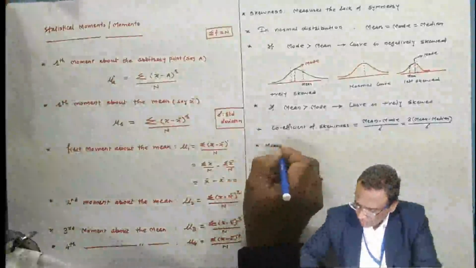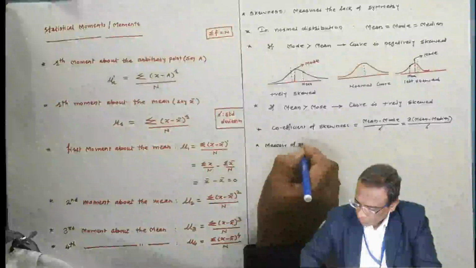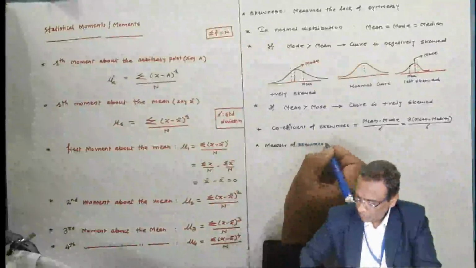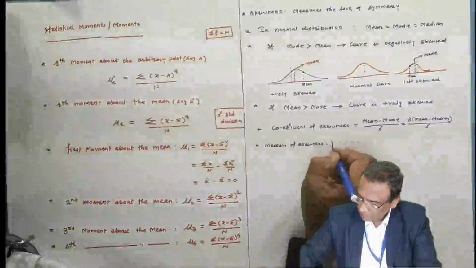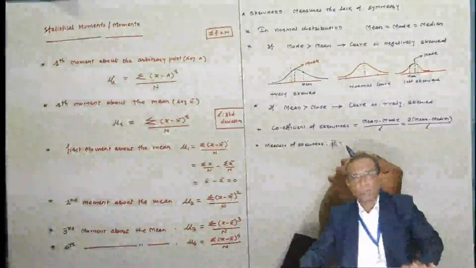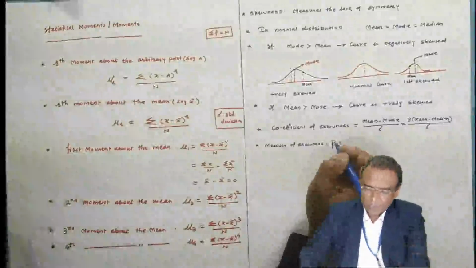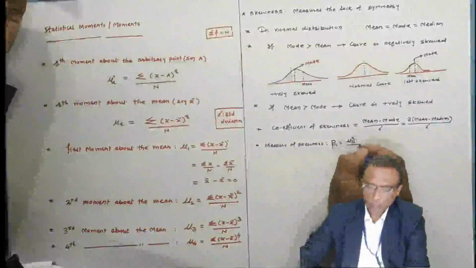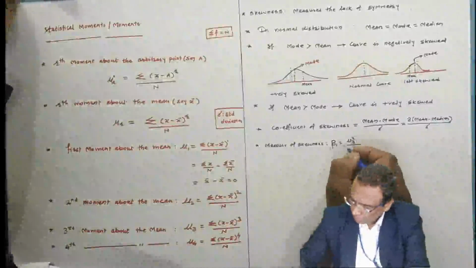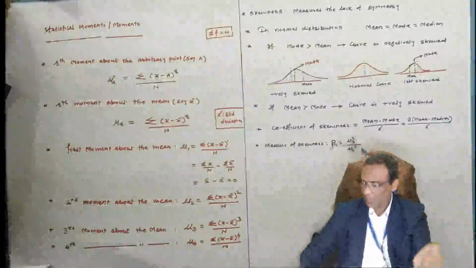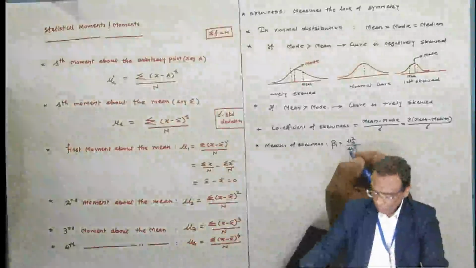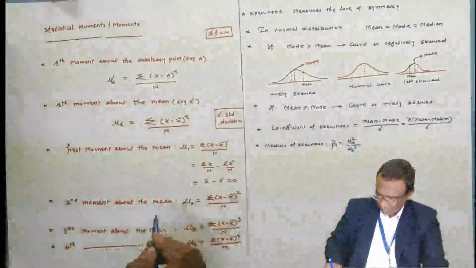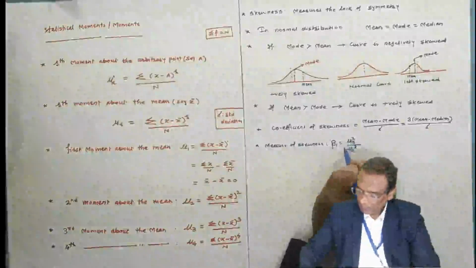The measure of skewness. There's one more formula I am going to write here for the measure of skewness, because it is more popular. The measure of skewness is denoted by beta 1, normally, and this beta 1 is equal to mu3 square by mu2 cube. What are mu3 and mu2? The mu2 is the second moment about the mean, and mu3 is the third moment about the mean.